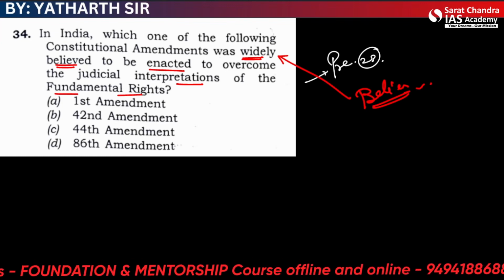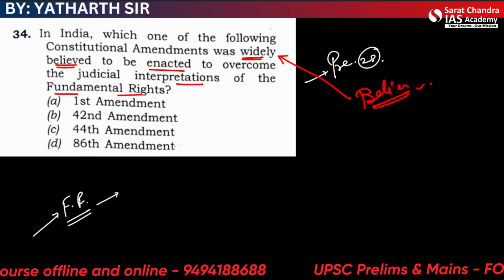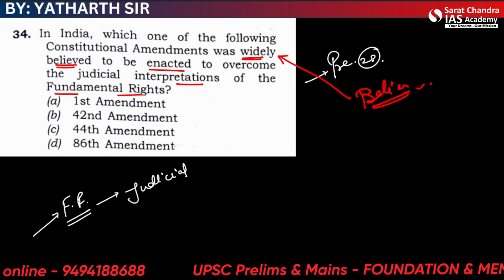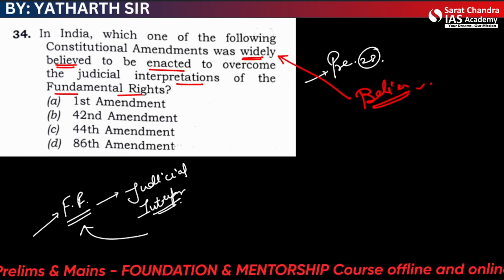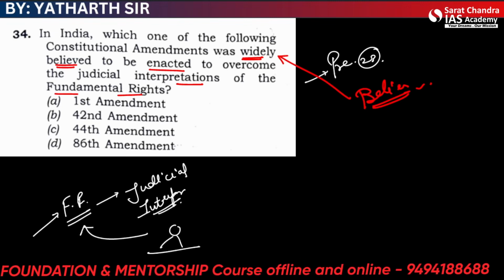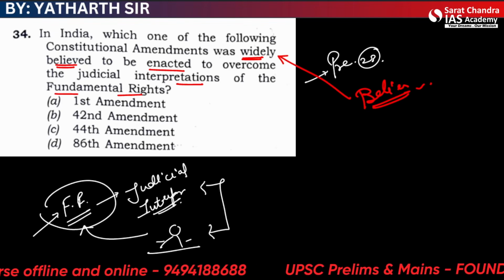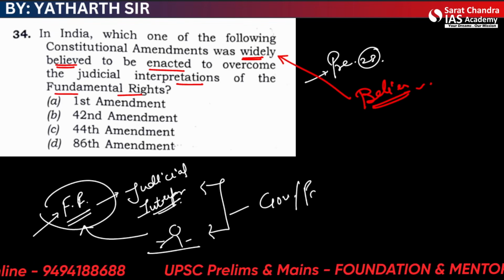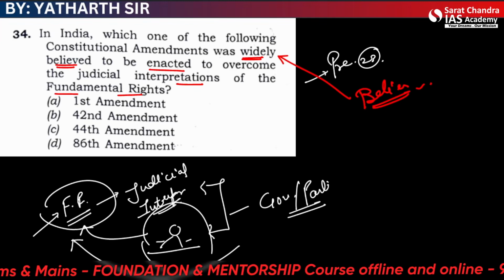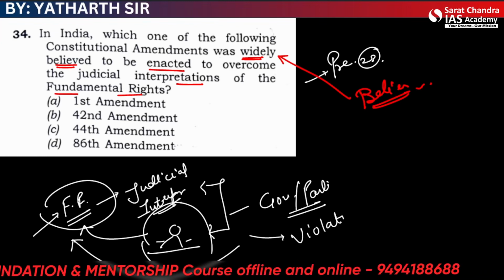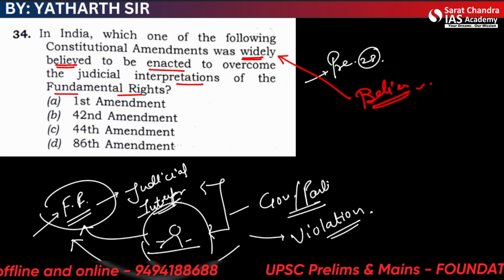So the question gives us two things to consider, that fundamental rights exist. There can be a judicial interpretation of the fundamental rights. Alright, that means judiciary sits over fundamental rights. Or judiciary can decide whether the fundamental right is violated or what can be done about it. So the law was enacted, let's say, by the government or the parliament to overcome this. That means direct access to the fundamental rights, any change or violation. So let's see which of the constitutional amendments is of this type.